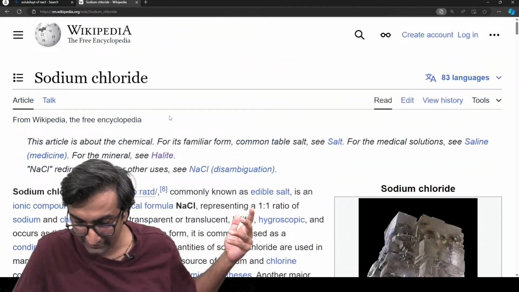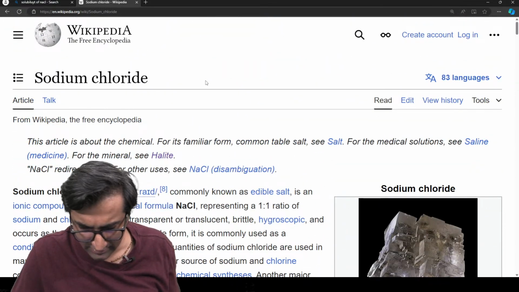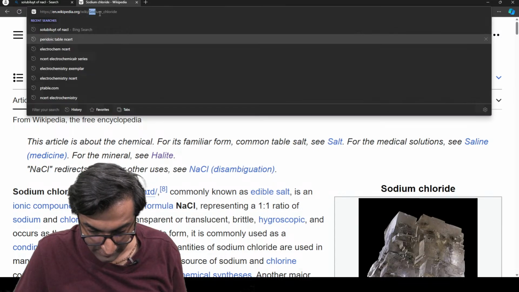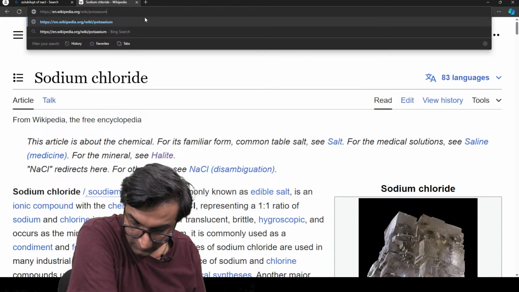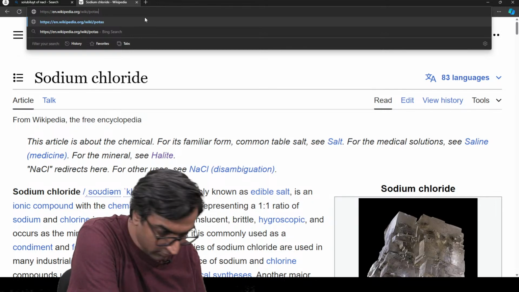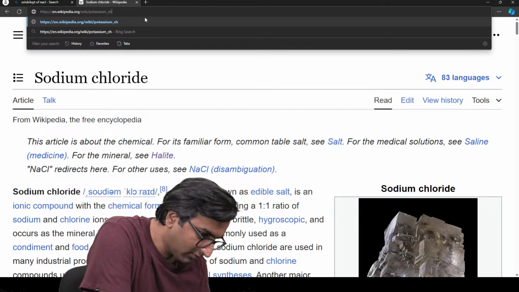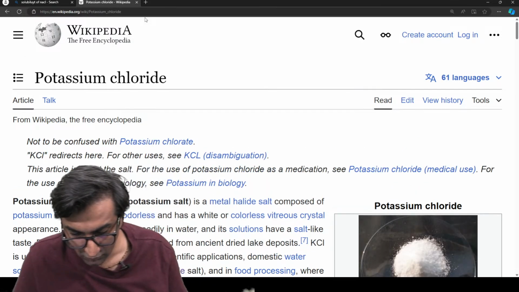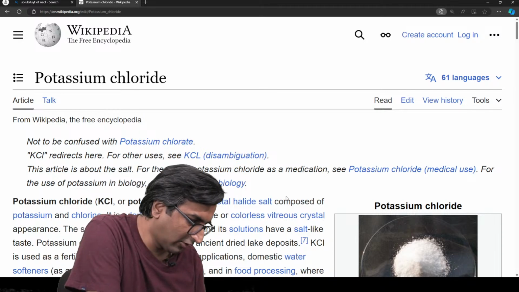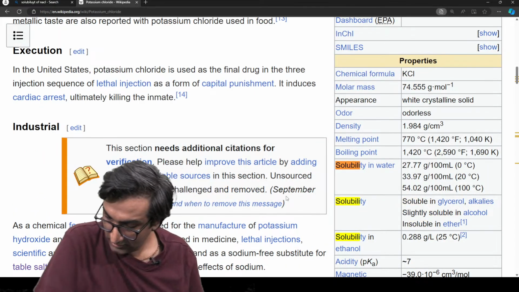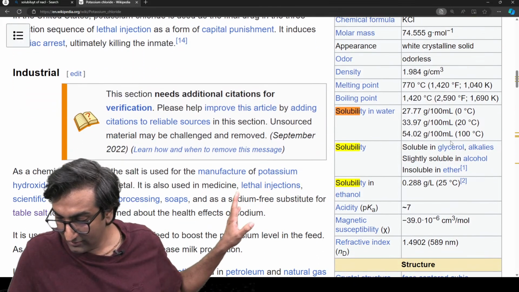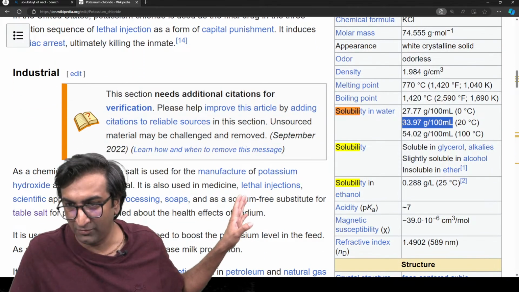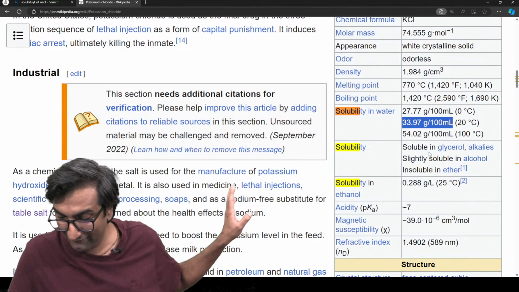You can also look at KCl. So now sodium chloride, if I just change this with potassium, will that work? Wow, it worked. Wikipedia is awesome. Look, the solubility of KCl decreased, but it's still quite high. Look, 34 grams at 20 degrees Celsius, about 10 times lower, but still quite substantial.